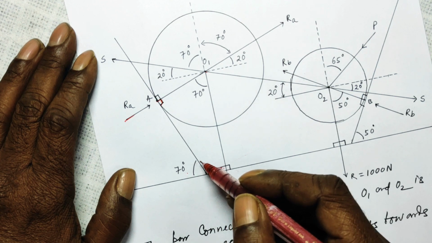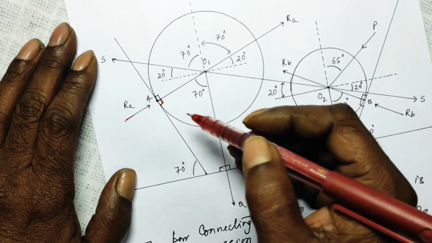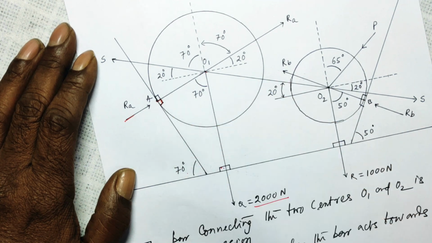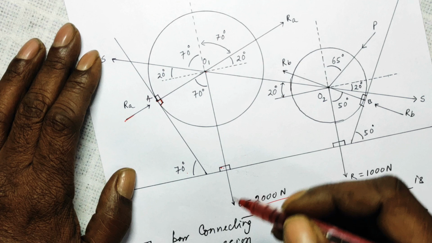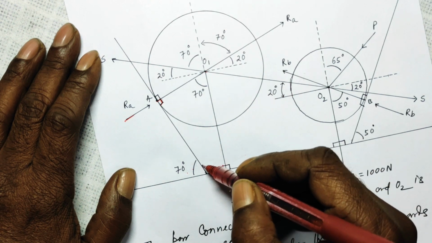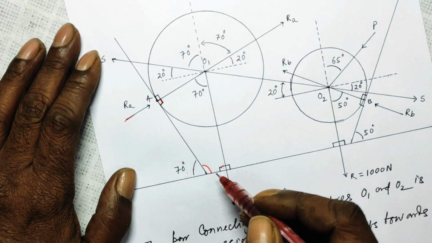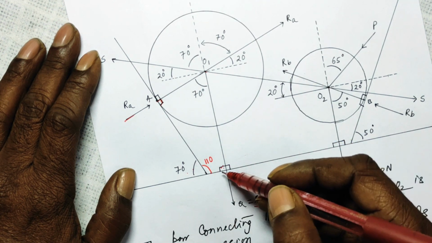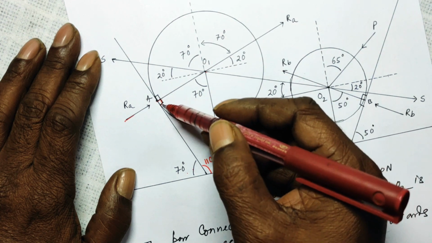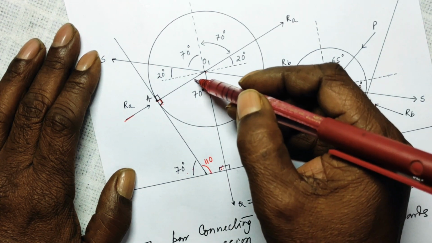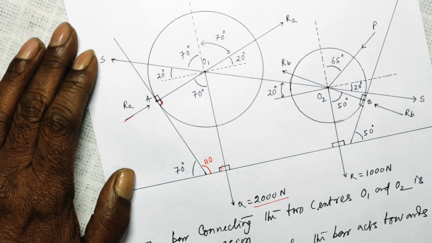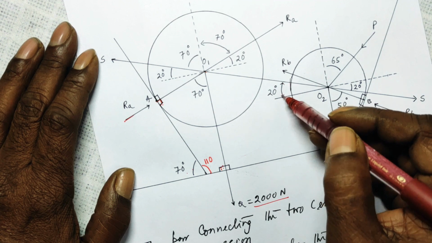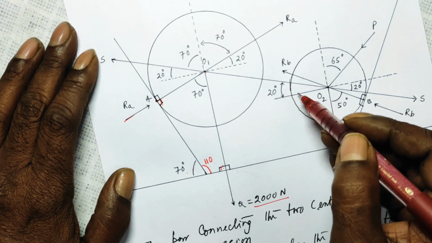So, if you look at this quadrilateral, the sum of the four angles will be 360. This is 90, this is 70. Since this is horizontal, this will be 110. So 110 plus 90 plus 90 plus 70. So here we are left with 70. Then this angle was given as 20 degree in the book.